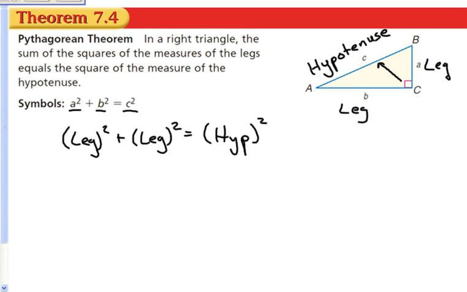And really, it doesn't matter which leg is A, which leg is B, as long as you have one leg in each of those two positions. And the hypotenuse, the longest side, always has to be alone on one side.